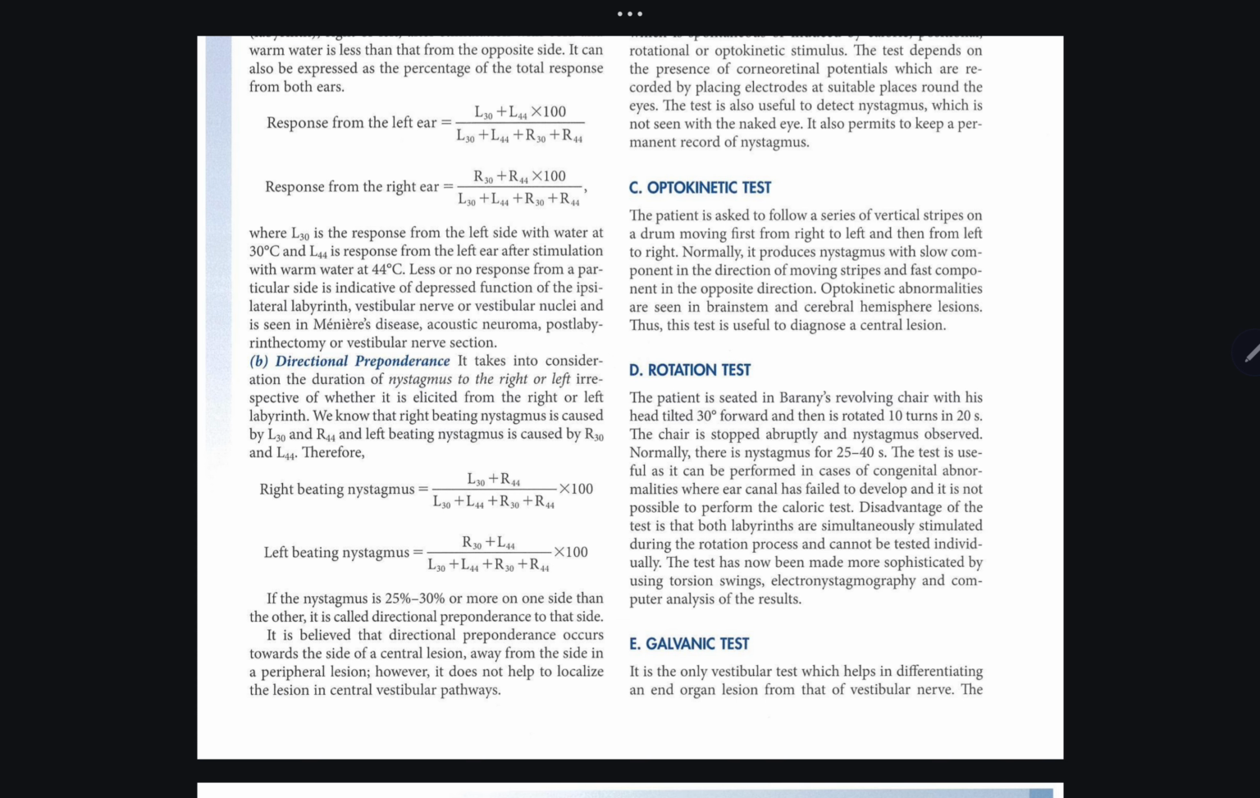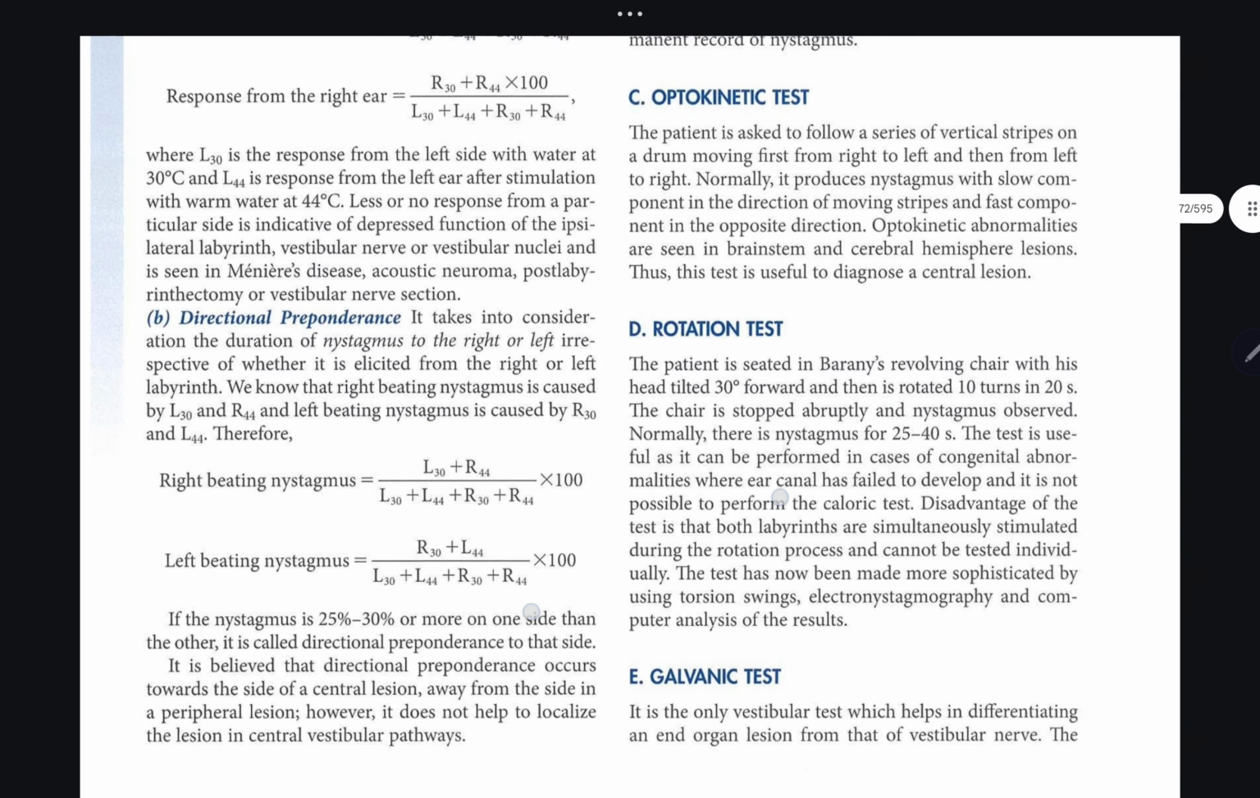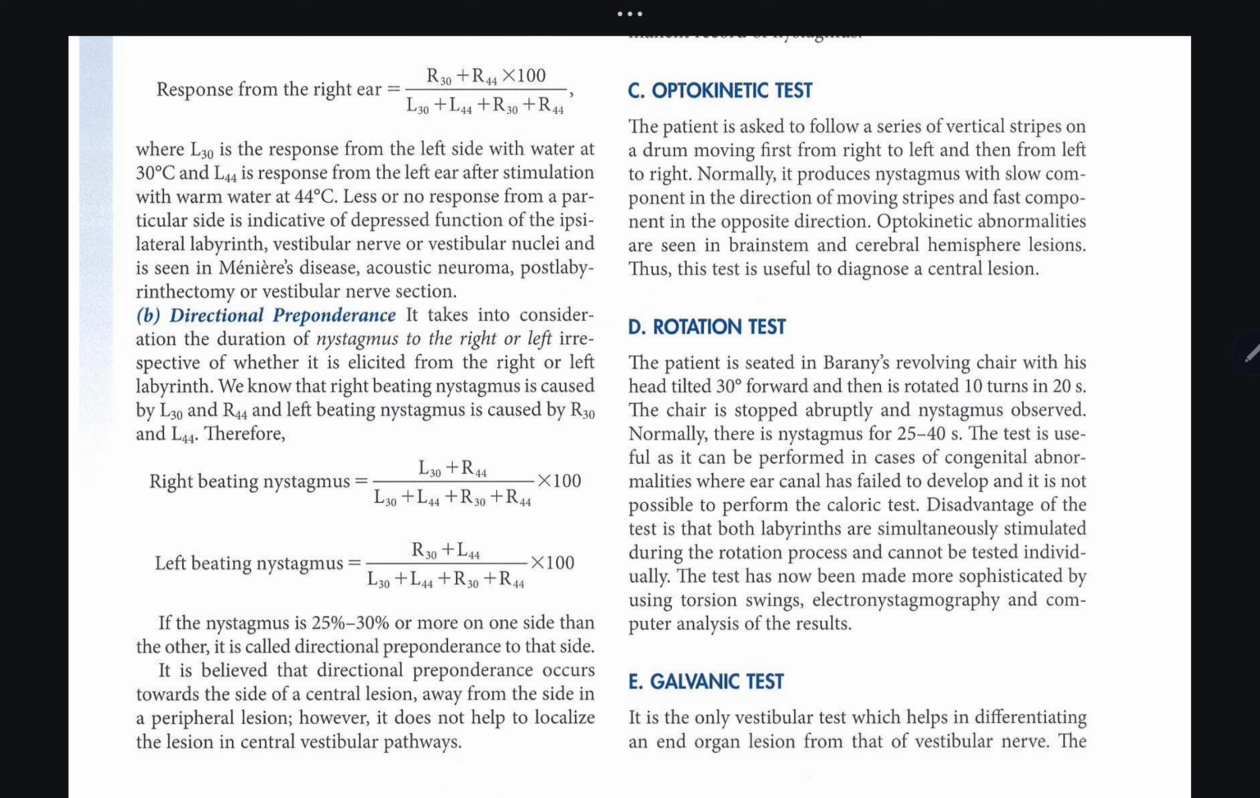Where L30 is the response from the left side with water at 30 degrees Celsius, and L44 is the response from the left ear after stimulation with warm water at 44 degrees Celsius. Less or no response from a particular side is indicative of depressed function of the ipsilateral labyrinth, vestibular nerve or vestibular nuclei, and is seen in Meniere's disease, acoustic neuroma, post-labyrinthectomy, or vestibular nerve section.